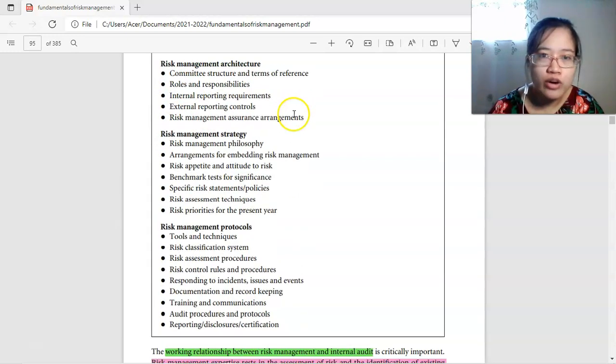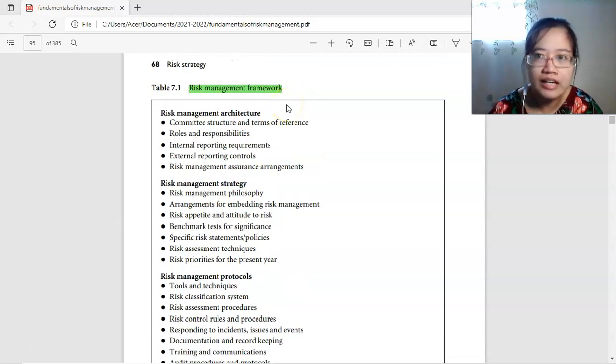Alright, so yung risk management framework, if you would remember, ito yung RASP natin: Risk architecture, strategy, and then protocols. Okay? So, konting review, ano yung covered nila na aspects ng business. Okay? So, yung risk management architecture, we have committee structure in terms of reference, roles and responsibilities. Sino yung mga tao na andyan, and then ano yung mga responsibilities nila. You have your internal reporting requirements. Okay, let's say mga departmental managers, they would have to submit reports, let's say monthly, to the middle management. Tapos middle management would have to report to top level management.